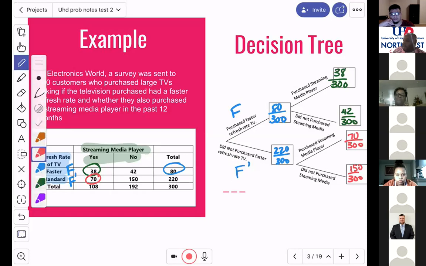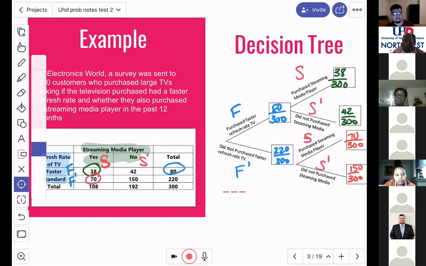And then I did a streaming media player next. And I didn't give those letters. Let me give those letters. Here is S. Here is S prime. Notice you have S and S prime on this branch, S and S prime on this branch. That's because you can have a faster TV with a streaming media player, or you can have a faster TV with no streaming media player. You can have a standard TV with a streaming player, or a standard TV without a streaming player.